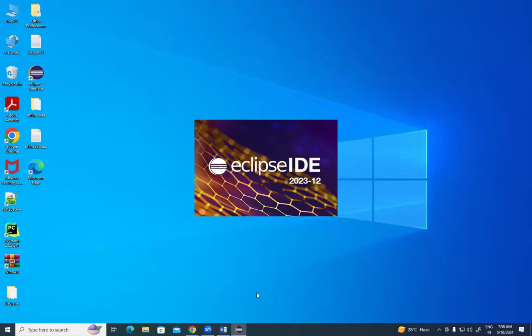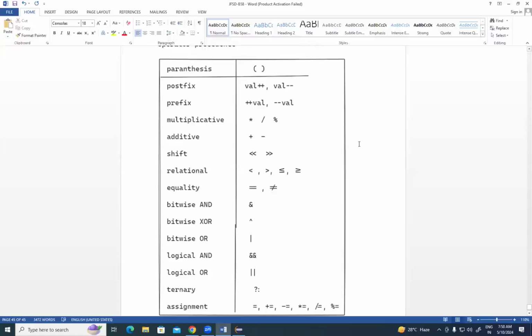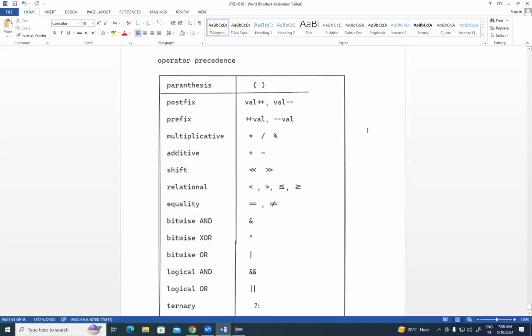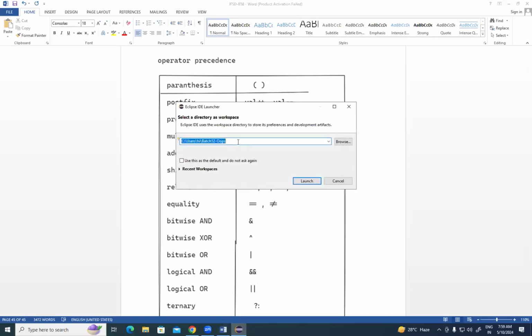Everybody, anyhow it is there in our document. I have pasted that table, but I feel you should note this in your notebook also. Please note it down in your notes. This operator precedence, please note it down in the notes. Meanwhile, I will start Eclipse for your example purpose.